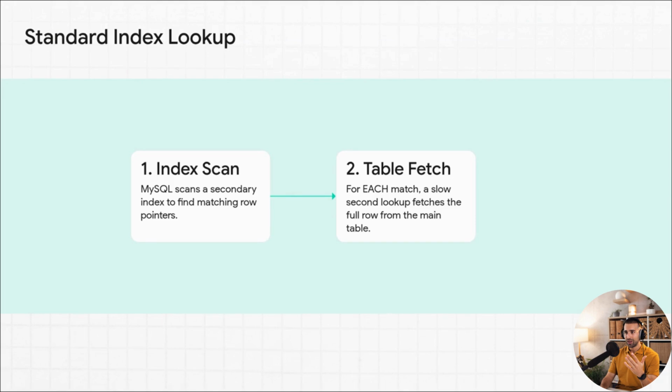Let's look at the physical difference here. The normal process is 2 steps. First, MySQL looks in the secondary index, and then, for every match, it has to do a second lookup into the main table to get the rest of the data. With the covering index, it's just 1 step. MySQL finds the data in the index, and that's it. It's done. That second, very expensive step is completely gone.